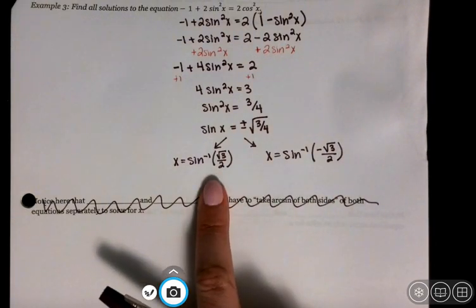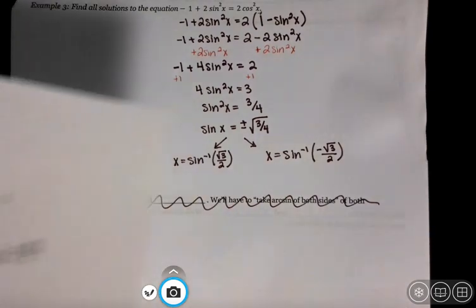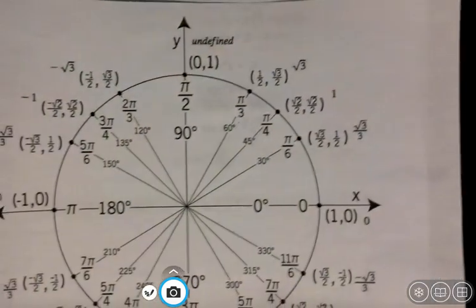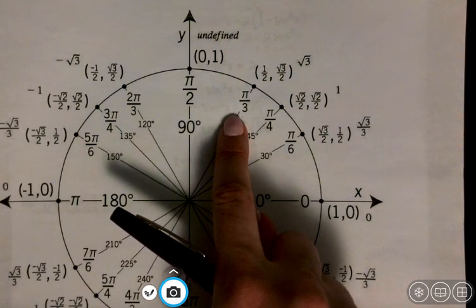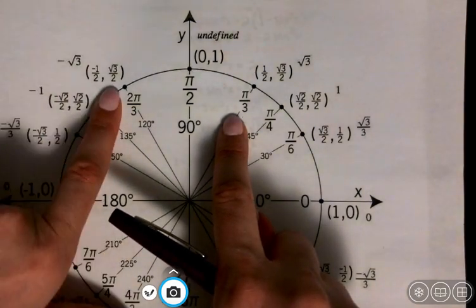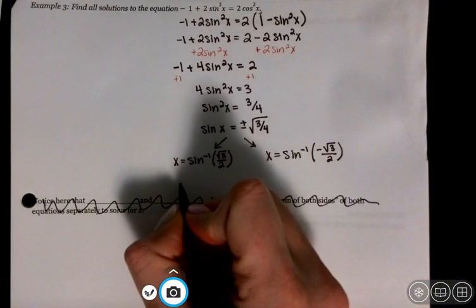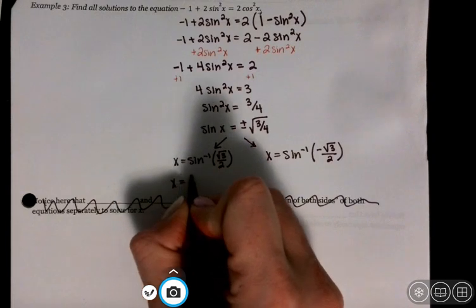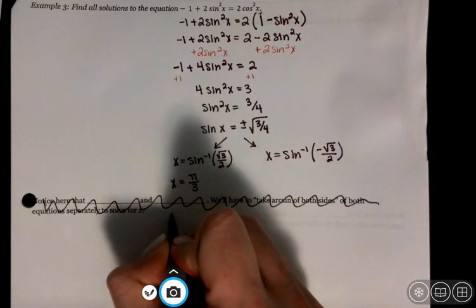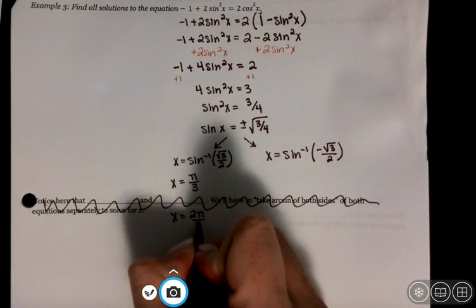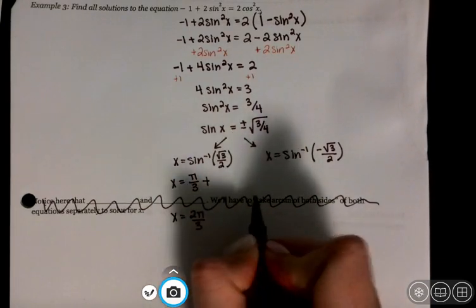So if I know x is arc sine of positive square root of 3 over 2, I want to know what angles have a sine value of that. So sine is y. Square root of 3 over 2, and that angle is pi over 3. I have another one, positive square root of 3 over 2 at 2 pi over 3. So I have two solutions so far. So we're going to say x equals pi over 3, and then x equals 2 pi over 3. And I wanted to do them separately because we know that we do have to add something onto it.